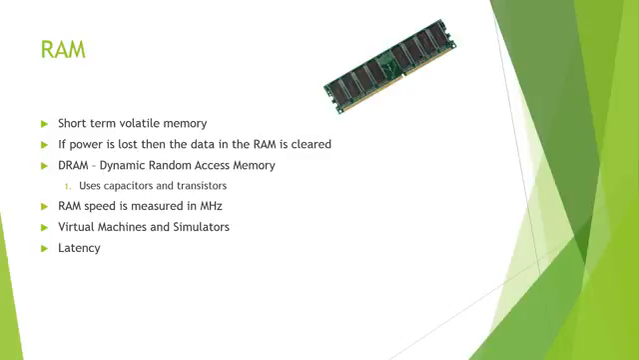Now, most of your RAM is probably going to be DRAM, which is dynamic random access memory, and that just uses capacitors and transistors. Now, RAM speed is measured in megahertz, and essentially what that means is the RAM speed doesn't really matter as much. You should probably just get whatever standard. The only time RAM speed matters is when you're running something like a virtual machine or simulators. And typically you won't need any more than 16 gigabytes of RAM.